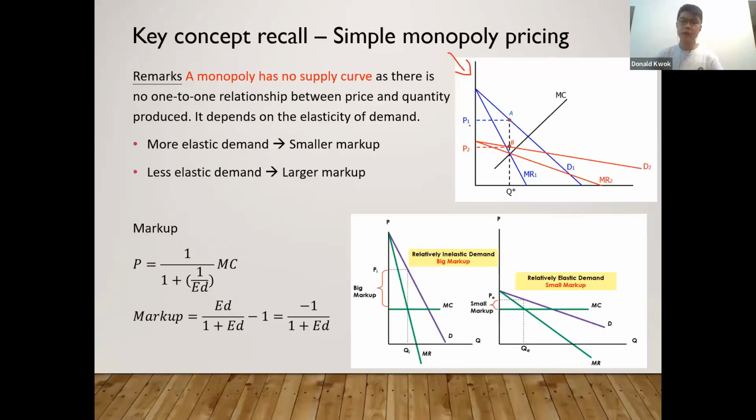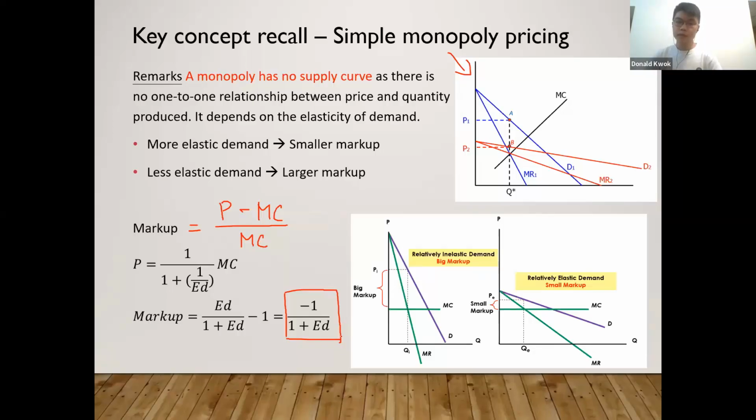So at this point of time, it's a good opportunity for me to review the related concept about markup. So it is the price that the firm sets above marginal cost in percentage term. So P minus MC divided by MC is kind of the definition of markup. So there's also a derived form of markup, which is involving the formula of elasticity of demand. So -1 divided by 1 plus ED. So both can help you calculate the value of the markup.